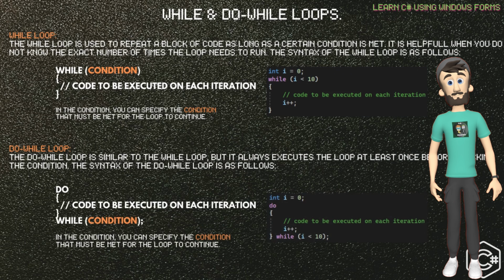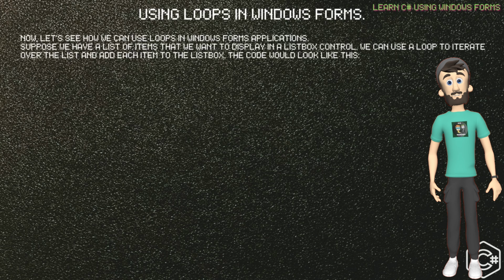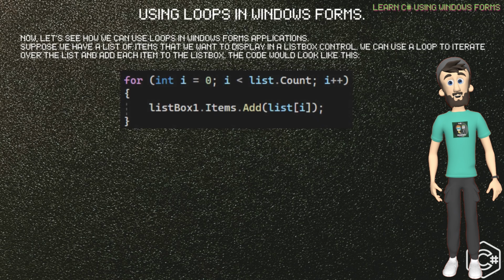Using loops in Windows Forms. Now, let's see how we can use loops in Windows Forms applications. Suppose we have a list of items that we want to display in a list box control. We can use a loop to iterate over the list and add each item to the list box. The code would look like this.